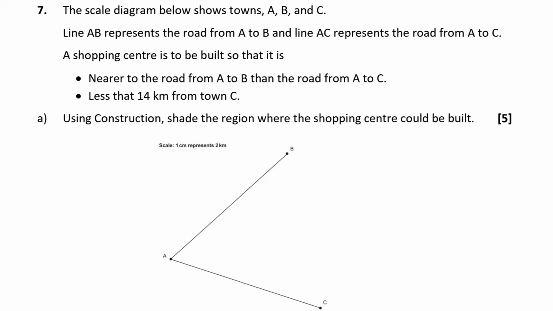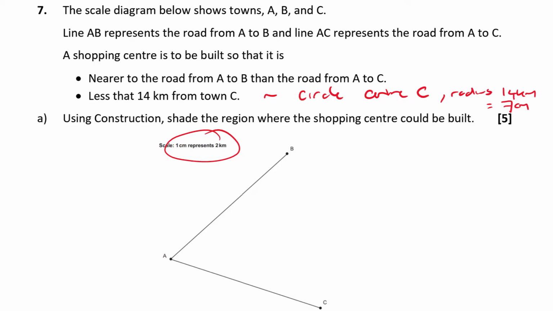Okay, so this is a question on constructions and loci. Now, the two loci that I need to draw: less than 14 kilometres from town C, that is going to be a circle, centre C, radius 14 kilometres. Now in this case I've got 1 centimetre represents 14 kilometres, so that is going to be equivalent to 7 centimetres on our scale. So I need to draw a circle, radius 7 centimetres based on C, and nearer to the road from A to B than the road from A to C.